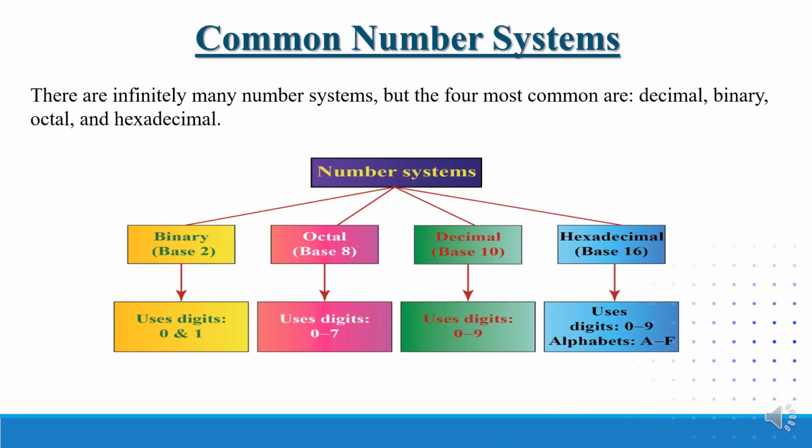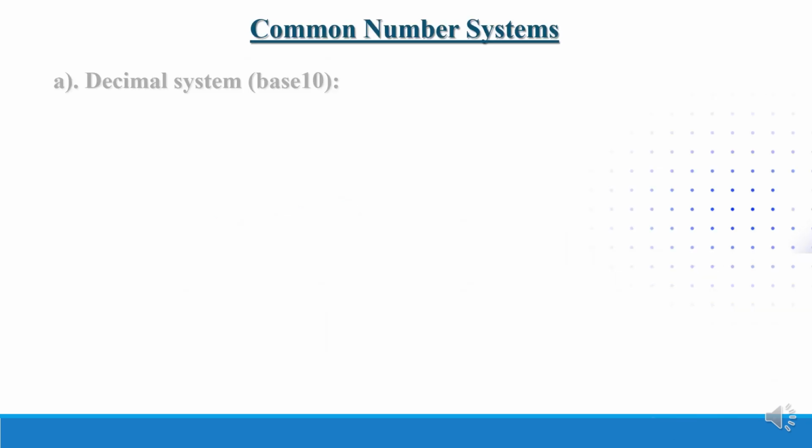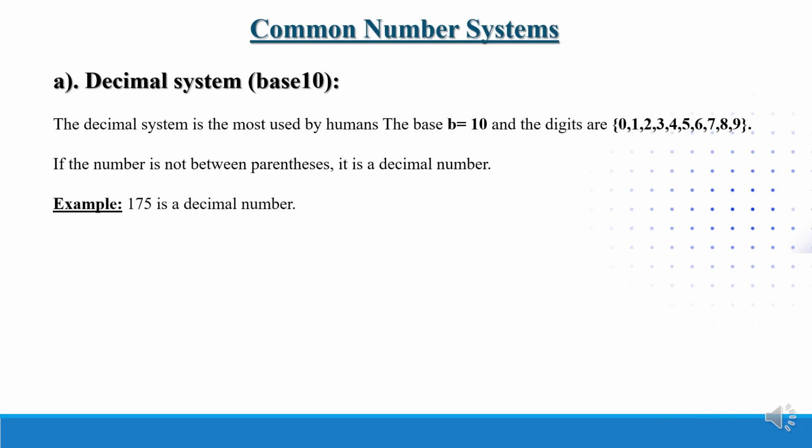There are many number systems, but we will study 4 main ones. Each has its own base and use in computing. First, the decimal system is the one we use every day. Its base is 10 and its digits are 0 to 9. If a number is written without a base, it is usually decimal.